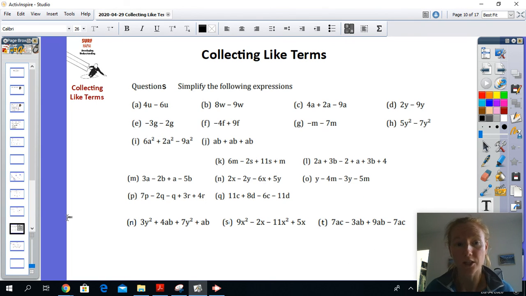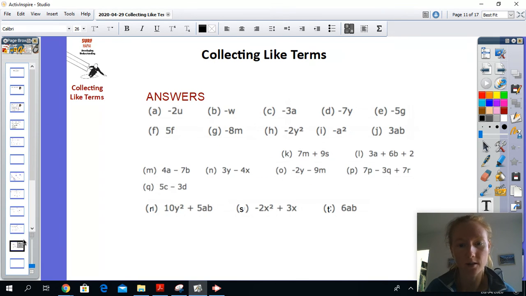Now, in your books, I'd like you to give a go at simplifying those, please. Write those all down and then come back for your answers. Okay, if you're back for the answers, your answers are there, so you can mark those off, take a photo and send that in for me, please.